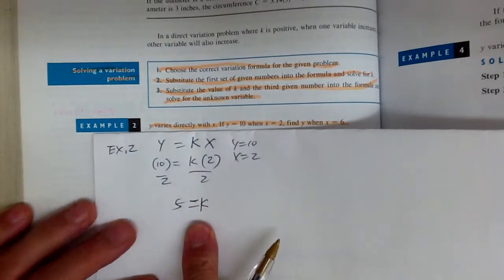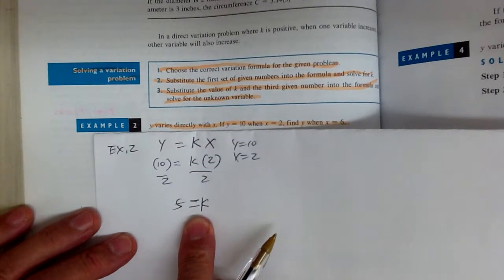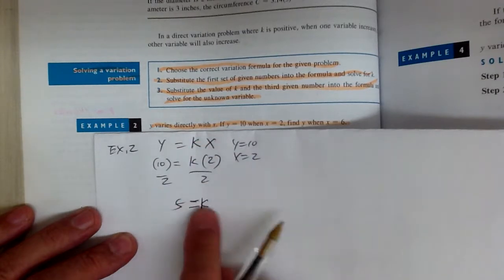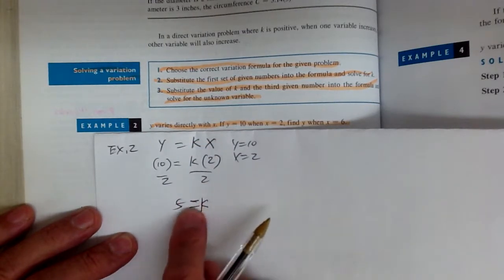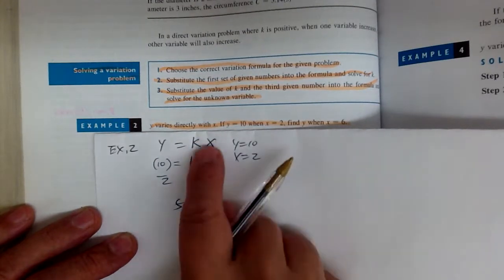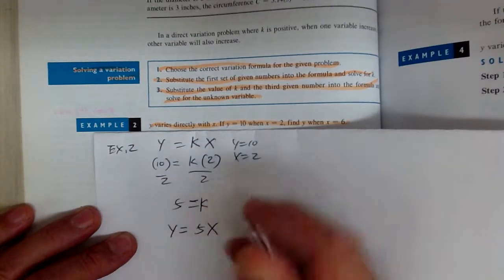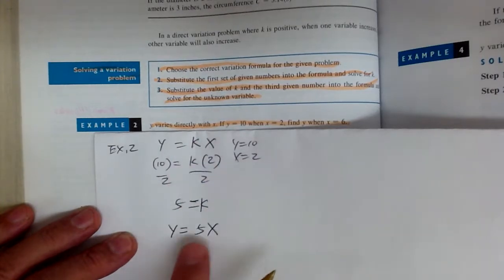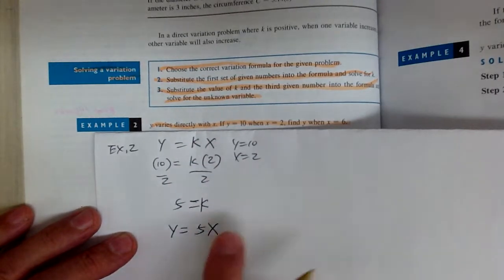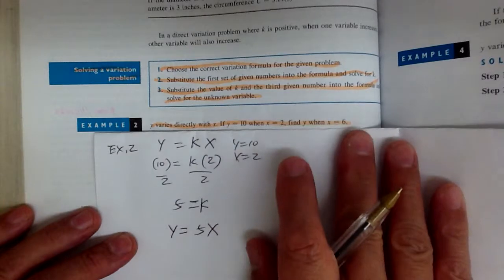Okay, now this is very important. As soon as you solve for k, you need to update your equation. The k, once you find k, it will not change for that problem. So make sure you update your equation before you go on. So y equal to 5x, right? K equal to 5, so substitute. So update your equation so that you can use the equation to solve the next part.